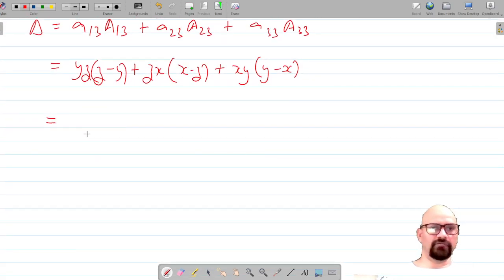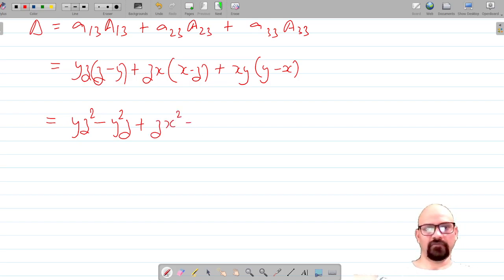Okay, now we have to expand this. If we expand this, we get yz square minus y square z, plus z x square minus z square x, plus x y square minus x square y. Okay, now we are going to group them. So I'm going to group yz square with y square z.